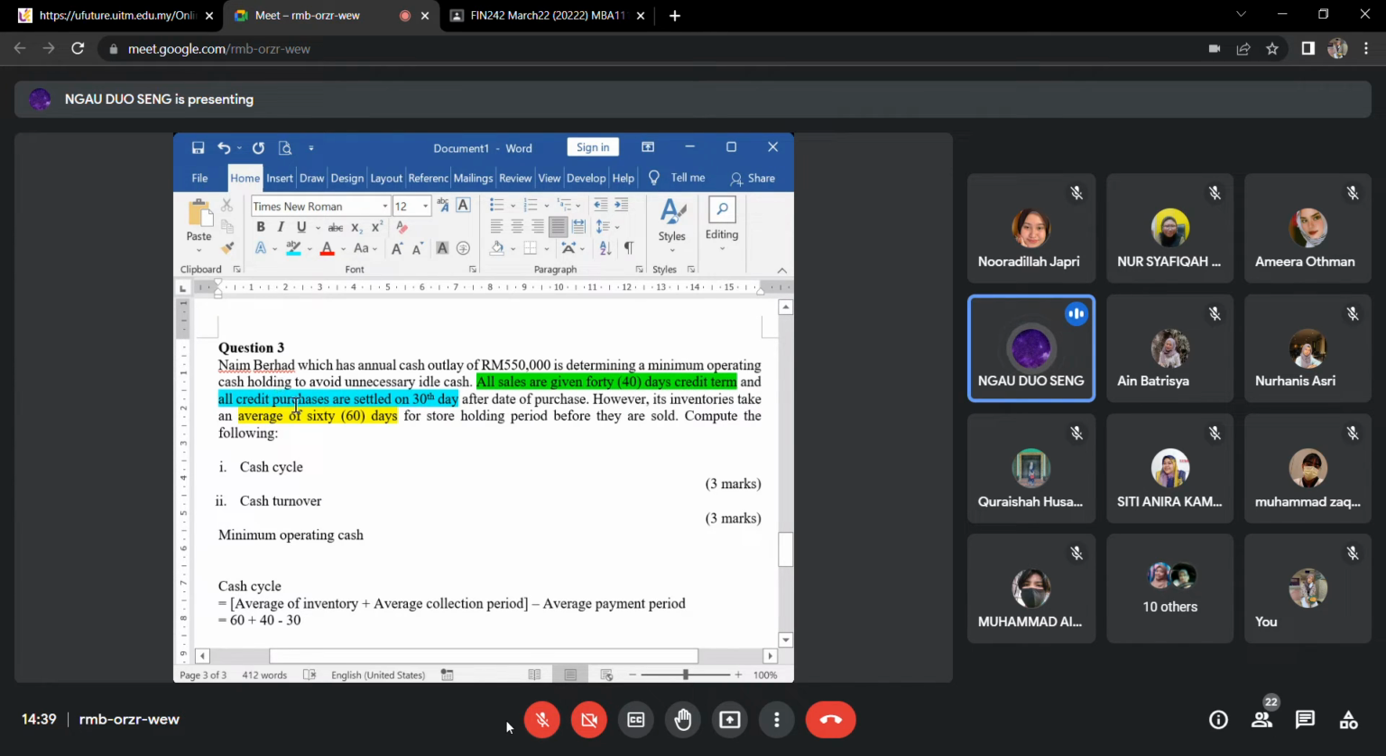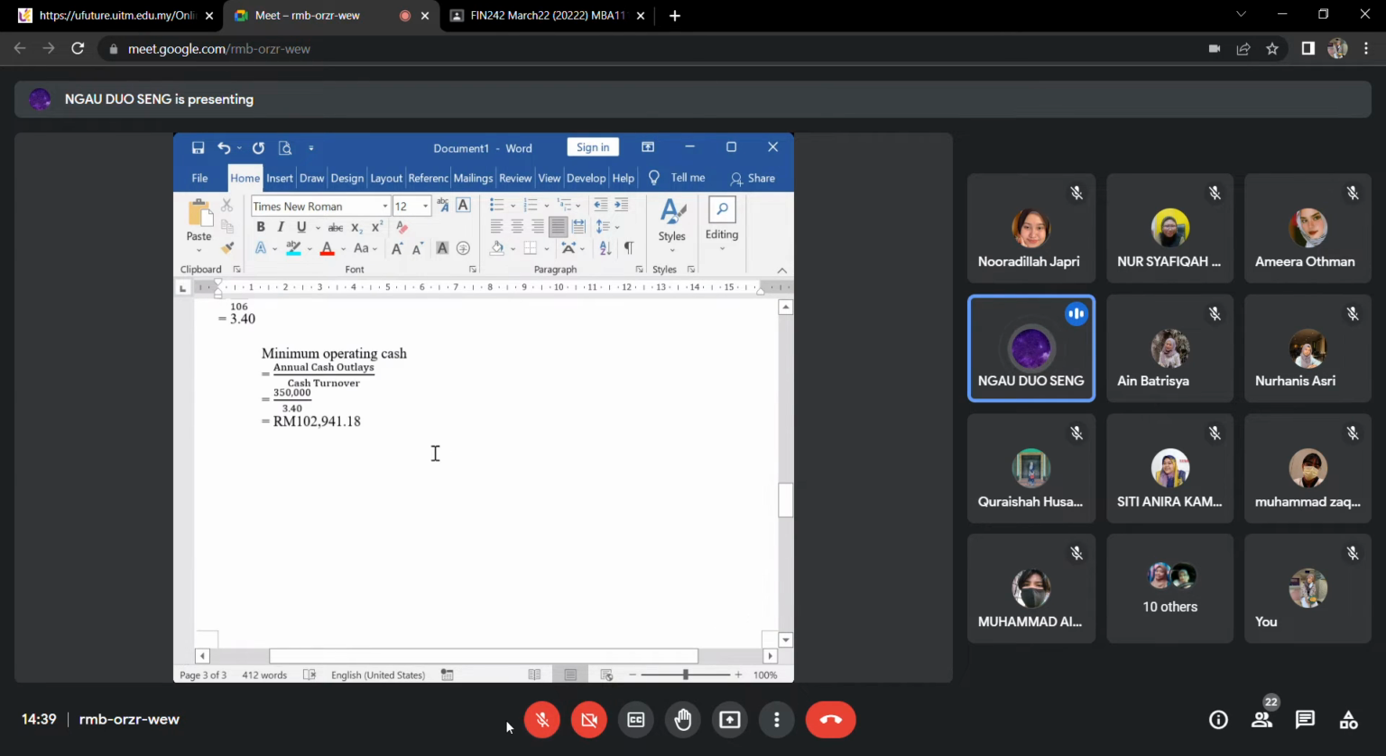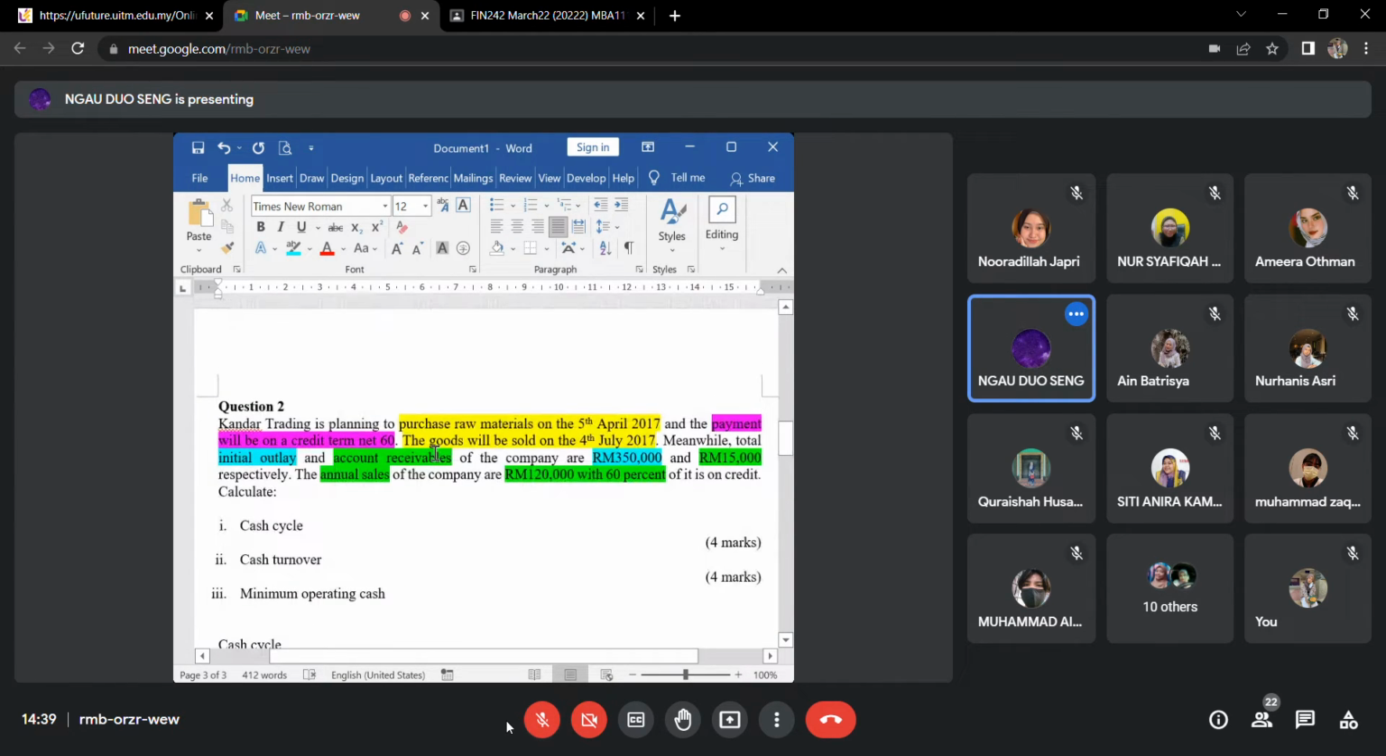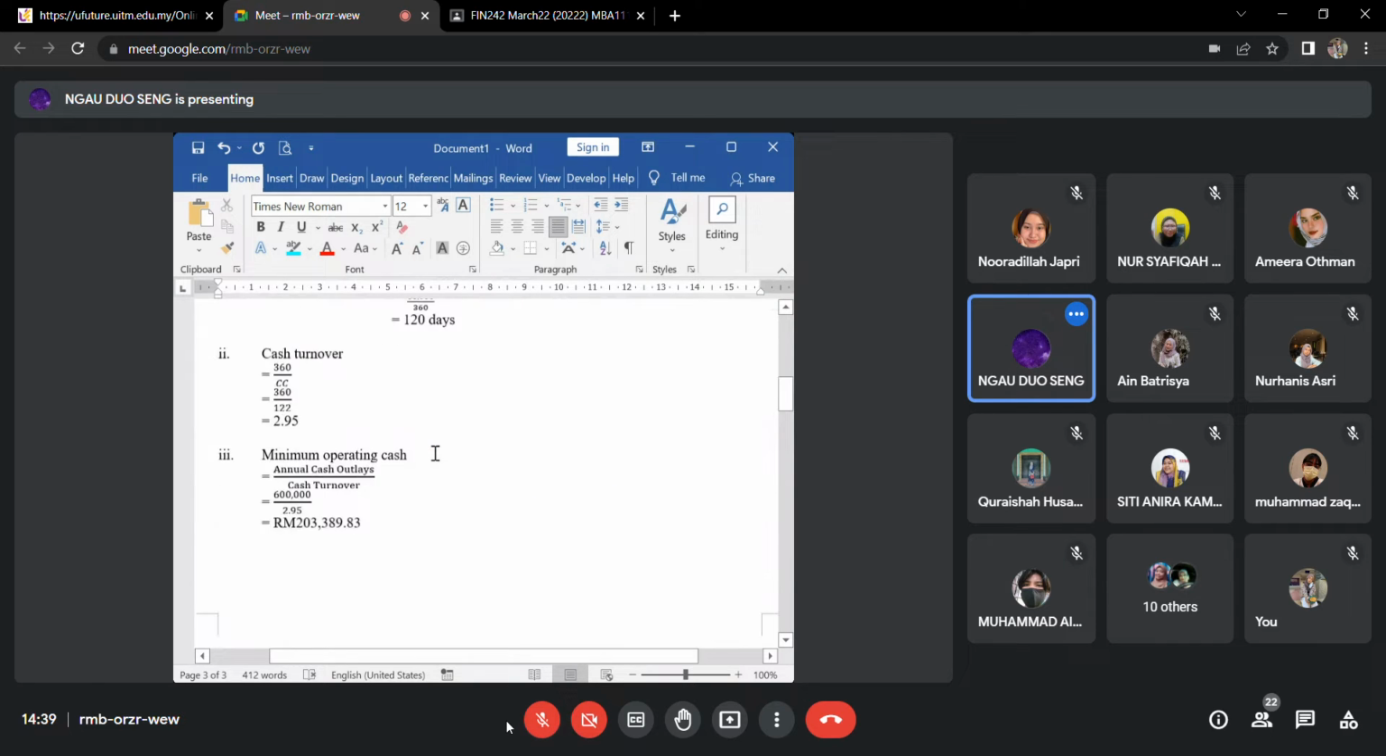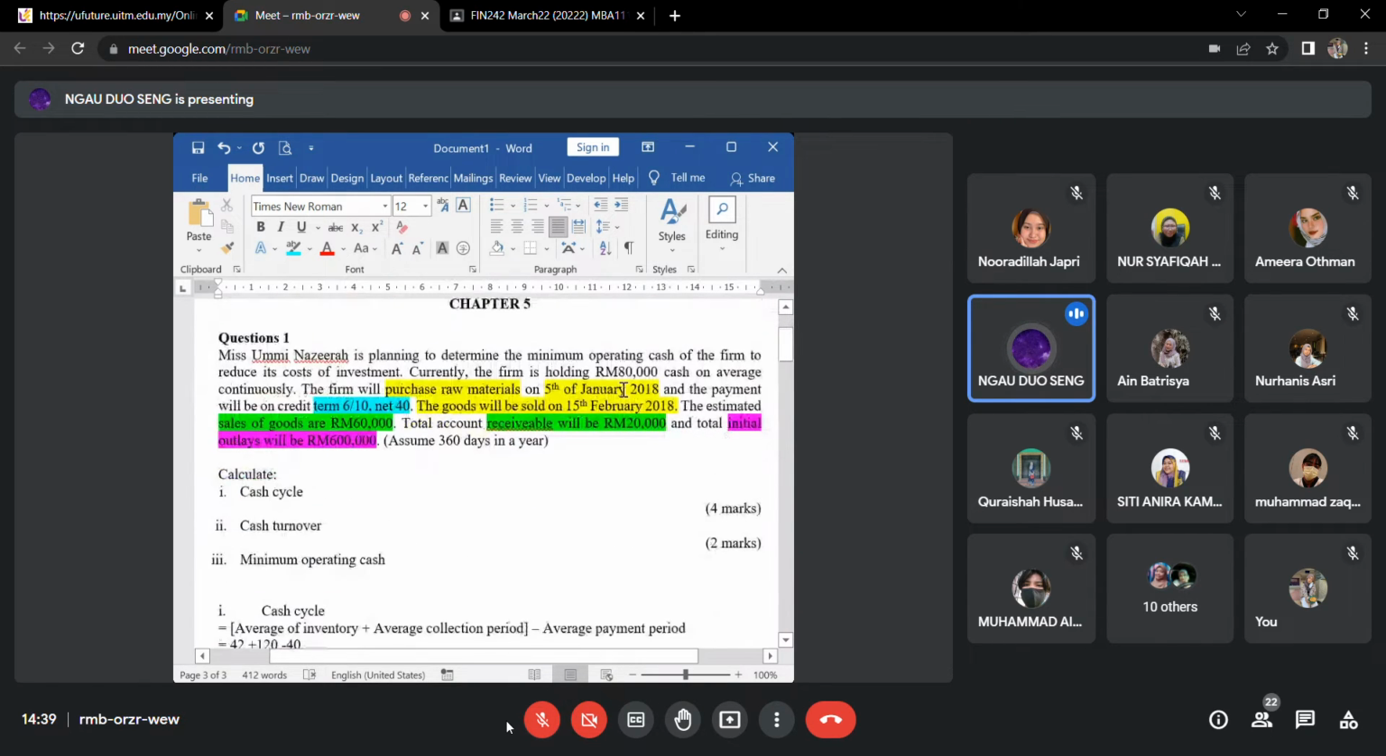Sometimes dia bagi credit term, credit term 40. Which is tadi dia ada satu kan, credit term. Where is the credit term? You can see here, payment will be on credit term 6/10 net 40. Right, so the credit term can be on the payment side atau dalam sales pun can. So you need to be careful lah when you read the question. Yang ini adalah payment term atau yang account receivable punya credit term.